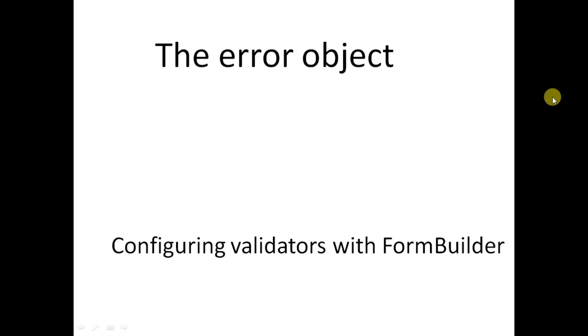Not all validators provide error details. Sometimes the top-level property just indicates that the error has occurred. In this case, the property is initialized with the value true. Here is an example of the standard validator's required errors object.